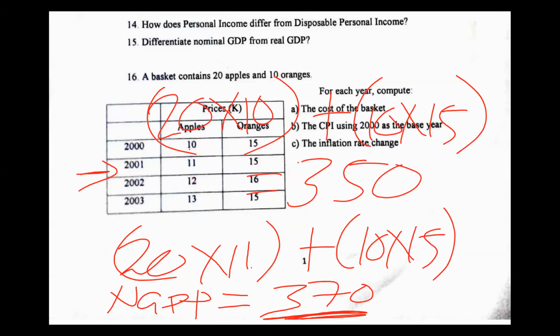Hello? Sorry, which is this for? This is for the year 2000. For the year 2000, yes. It's 350.